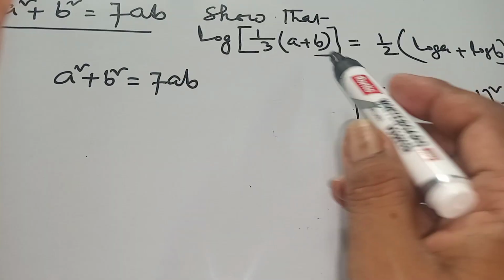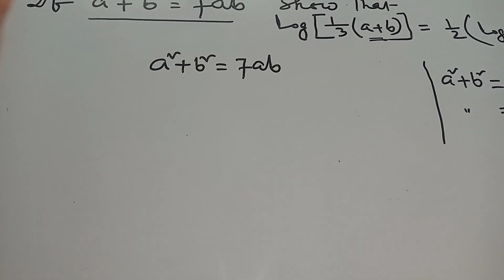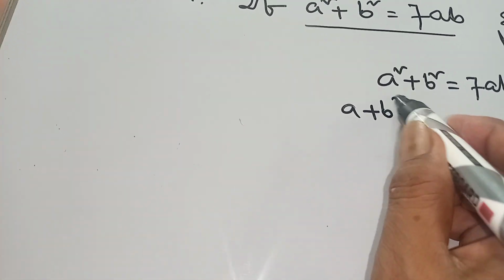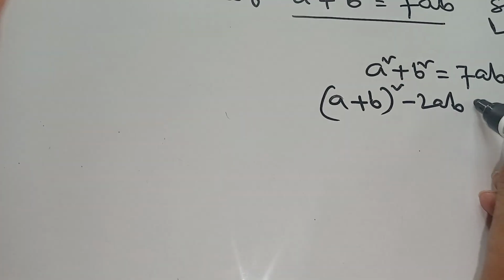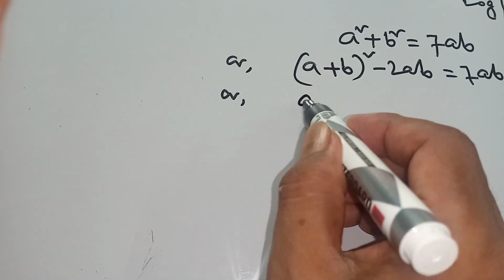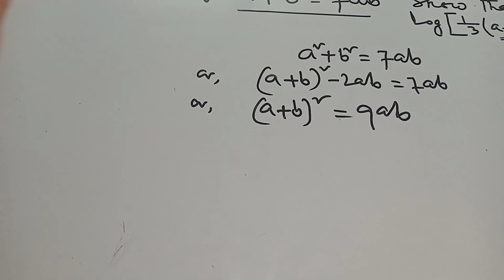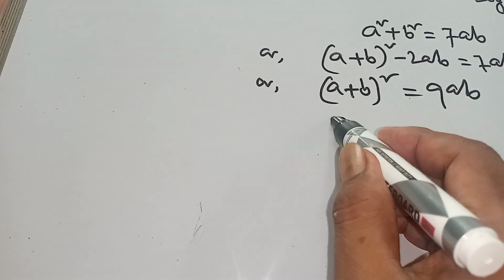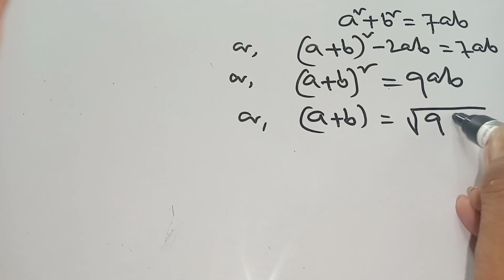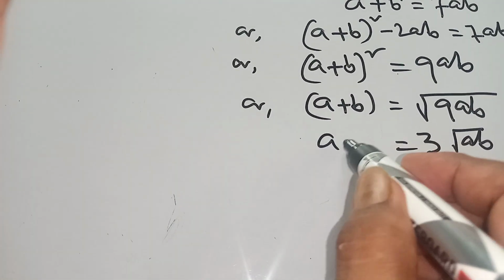Which formula you will apply? You see here, a plus b is given. That means you will apply this formula. In the proof, given a plus b, you will apply (a plus b) whole square minus 2ab equal to 7ab. Now (a plus b) whole square equal to 9ab. Now a plus b equal to root over 9ab. The value of root 9 will be 3, and root ab. So 3 root ab is a plus b.